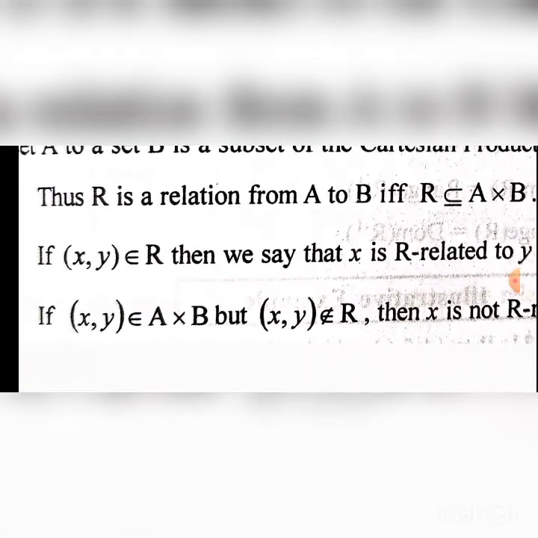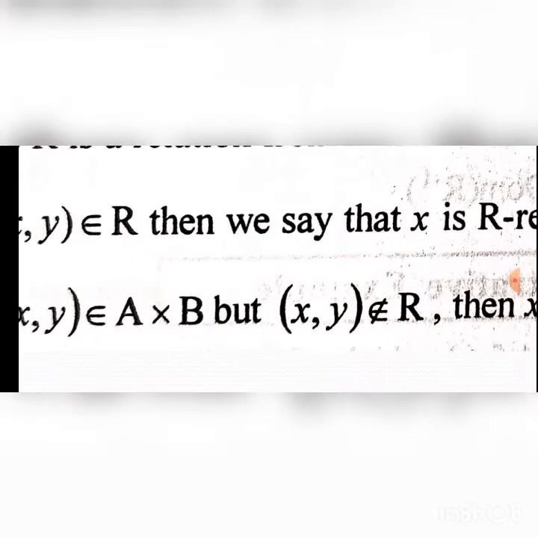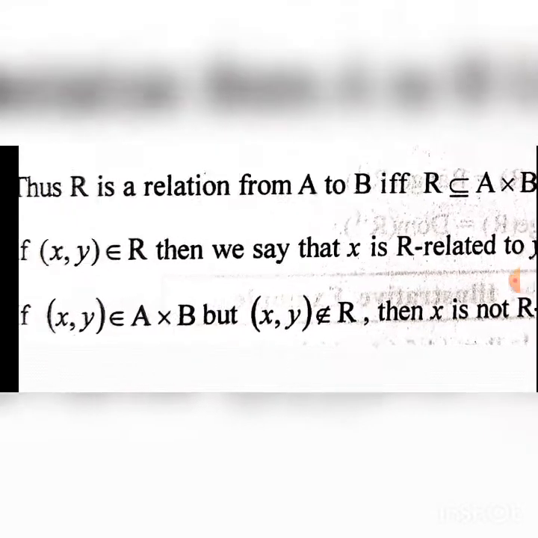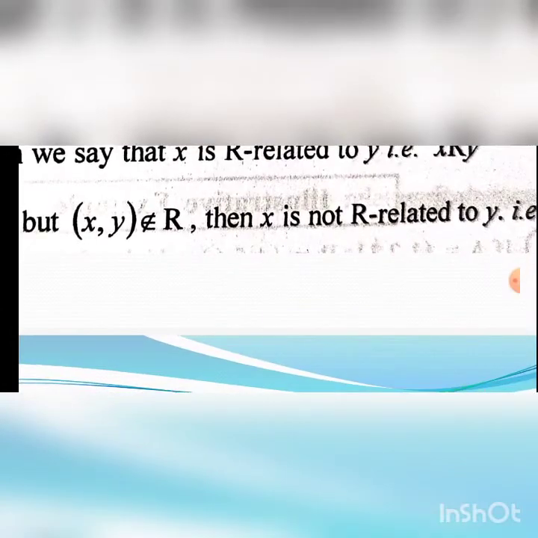And if ordered pair (X, Y) belongs to A cross B, but this ordered pair does not belong to set R, then we say X is not R-related to Y. This is denoted by X R-dash Y.